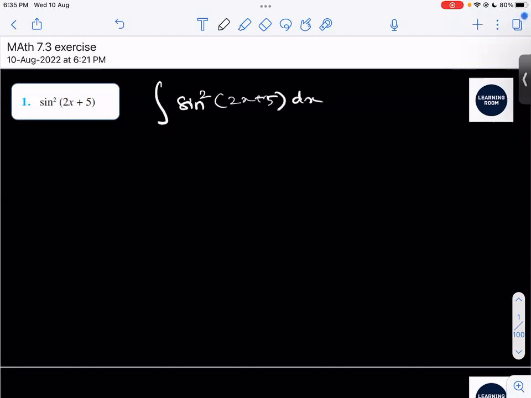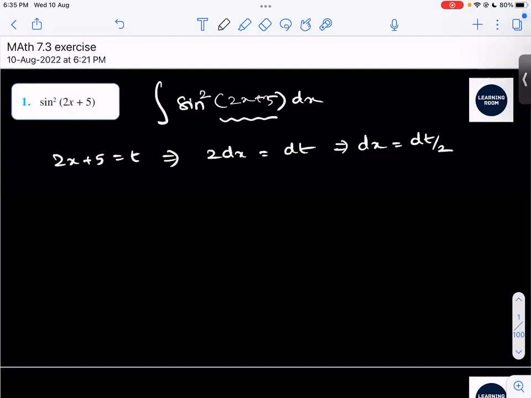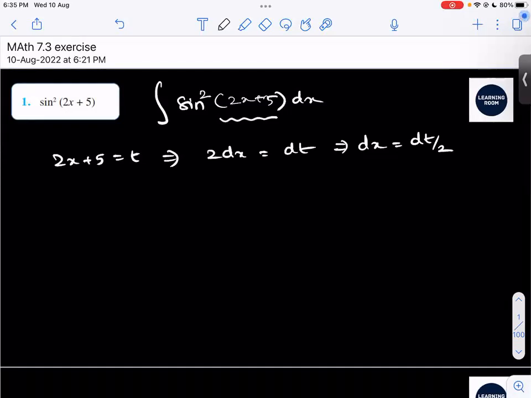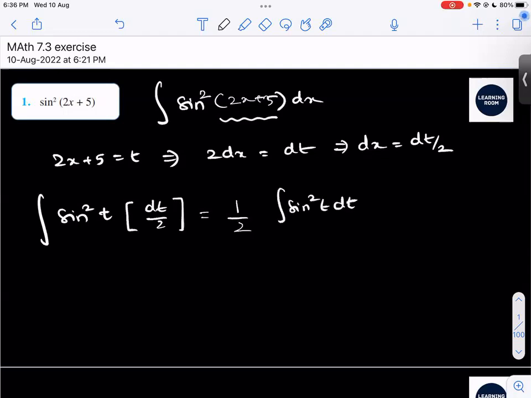First thing is 2x plus 5, put it as t, which implies 2 dx is equal to dt. From this, what can I conclude? dx will be equal to dt divided by 2. Right? So integral of sine square 2x plus 5 will be t into, in the place of dx, I can write it as dt divided by 2. So half into integral of sine square t dt.